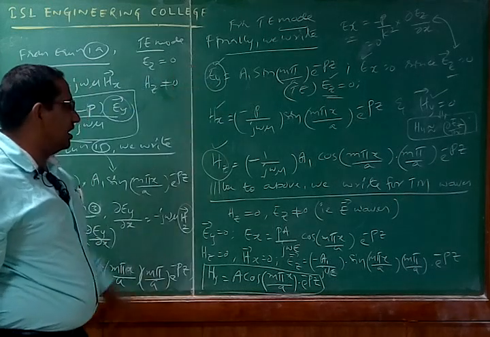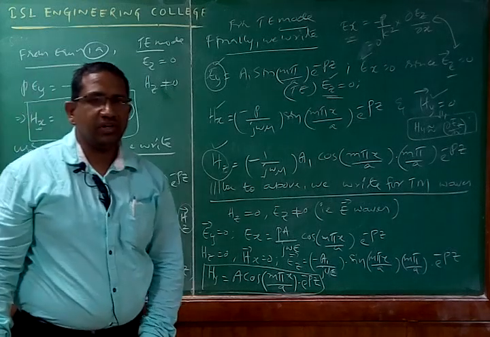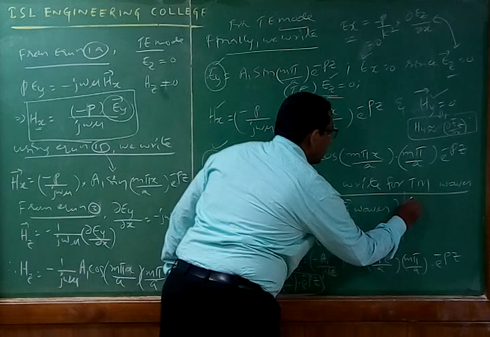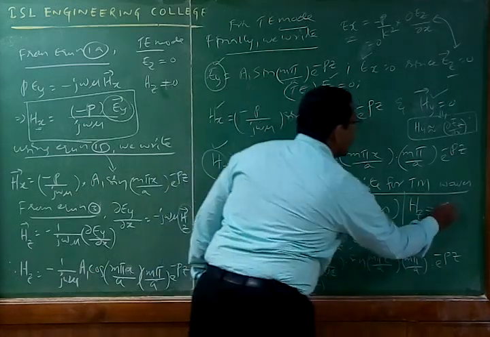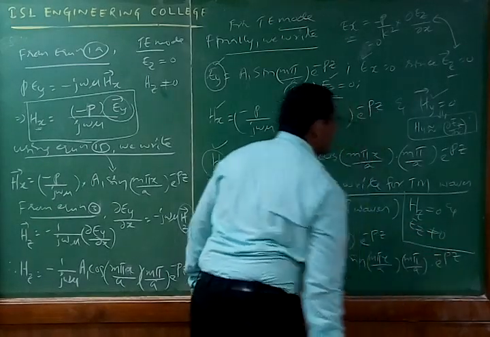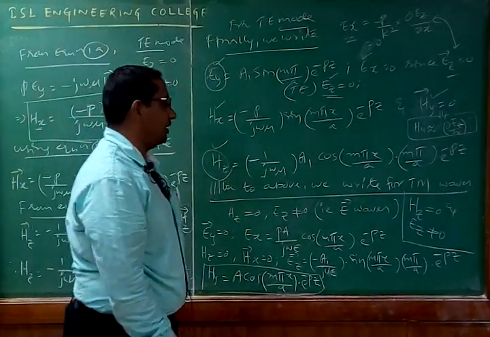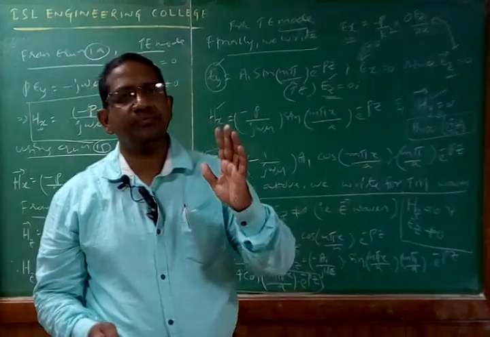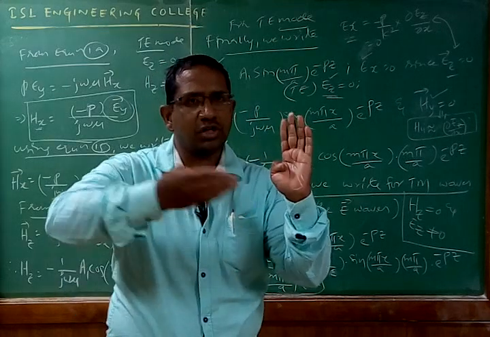And finally, similar to the above expressions, we can write for TM waves. What is TM? Transverse magnetic. In the case of transverse magnetic, Hz becomes equal to 0 and Ez will not be equal to 0. How can I say the Hz component is 0? We should understand the meaning of TM: the magnetic field is transverse to the propagation of the wave.